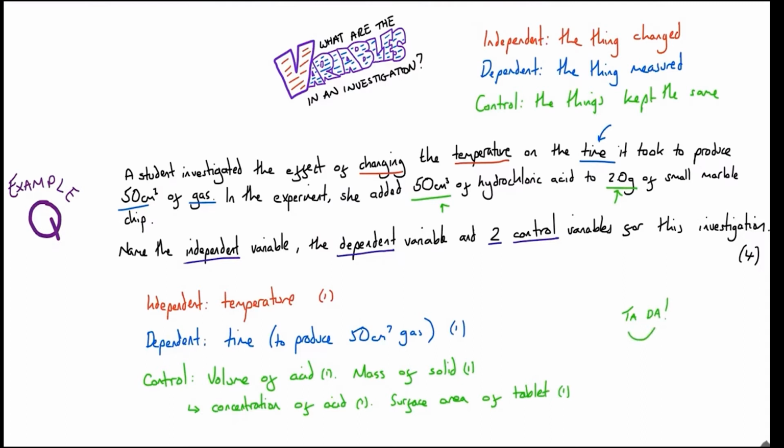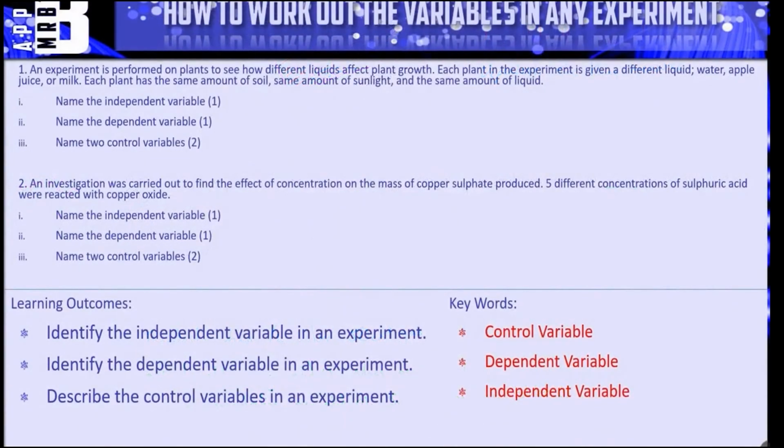Let's have a look at a practice question. And I've got 2 for you. Number 1, an experiment is performed on plants to see how different liquids affect plant growth. Each plant in the experiment is given a different liquid, water, apple juice or milk, and then each plant has the same amount of soil, the same amount of sunlight and the same amount of liquid. So from that you need to pick out what the independent variable is.